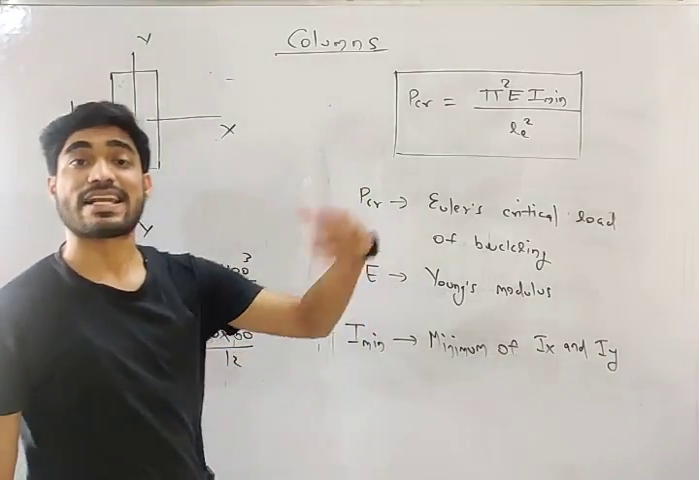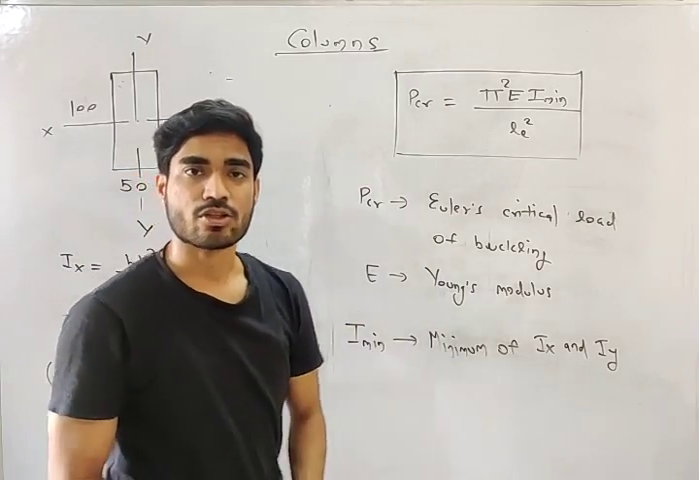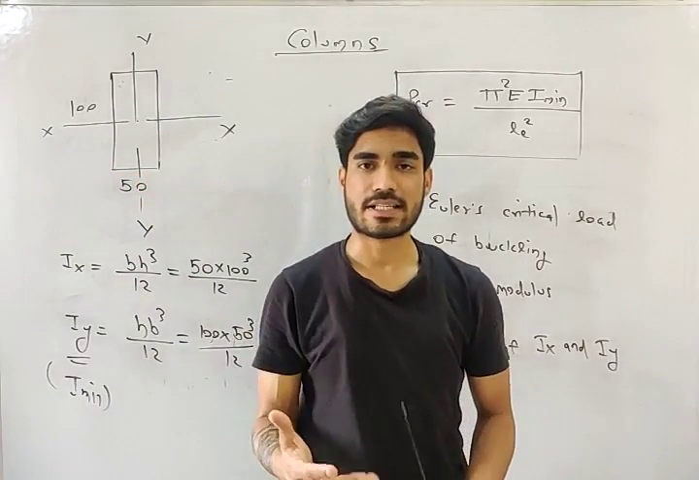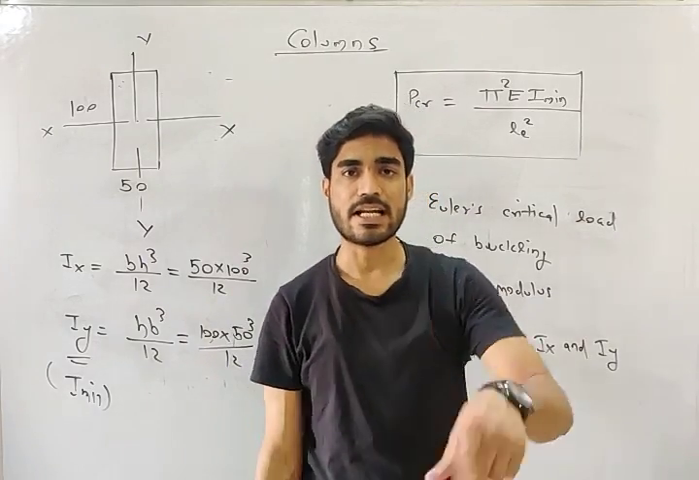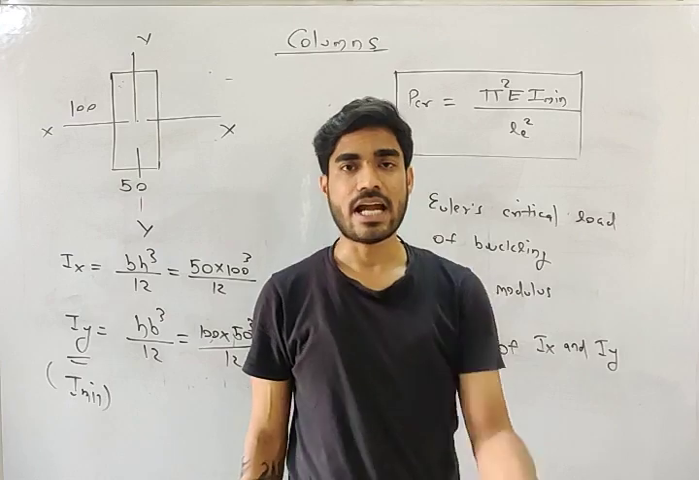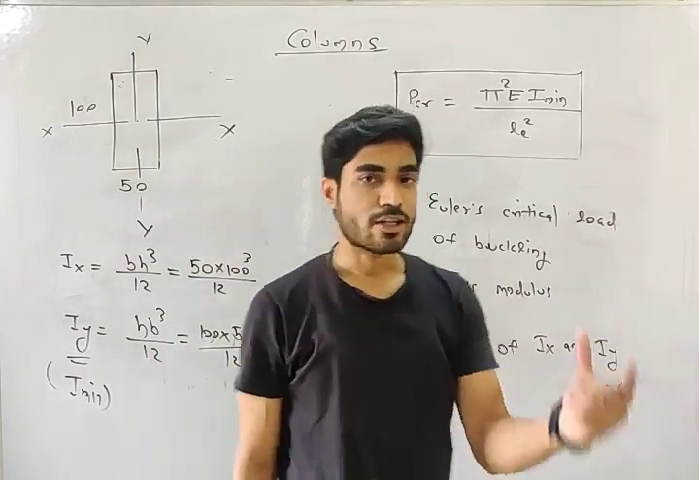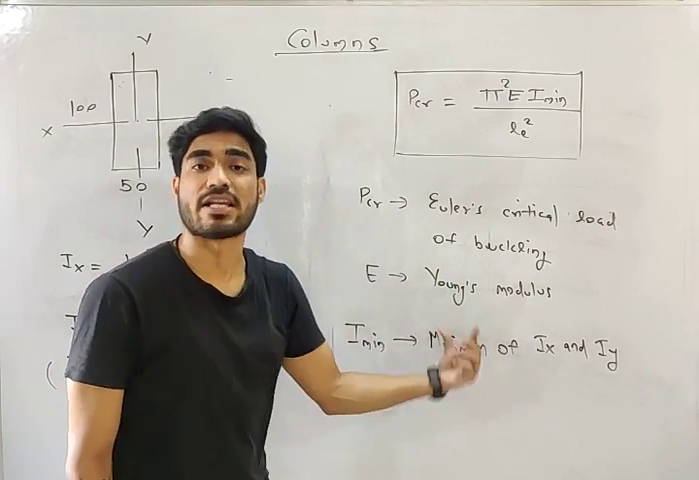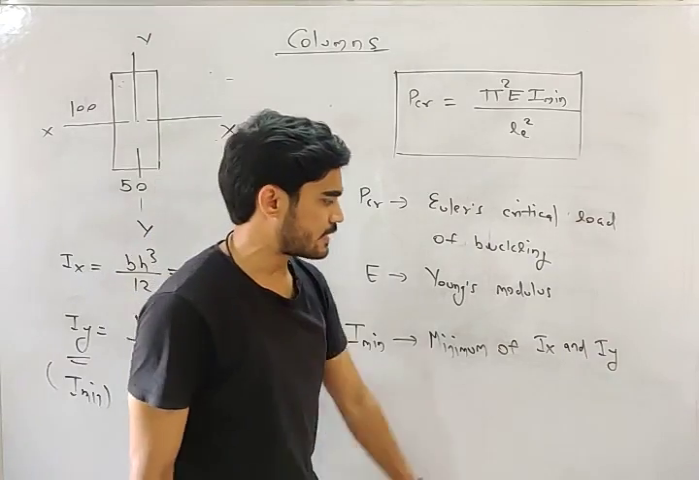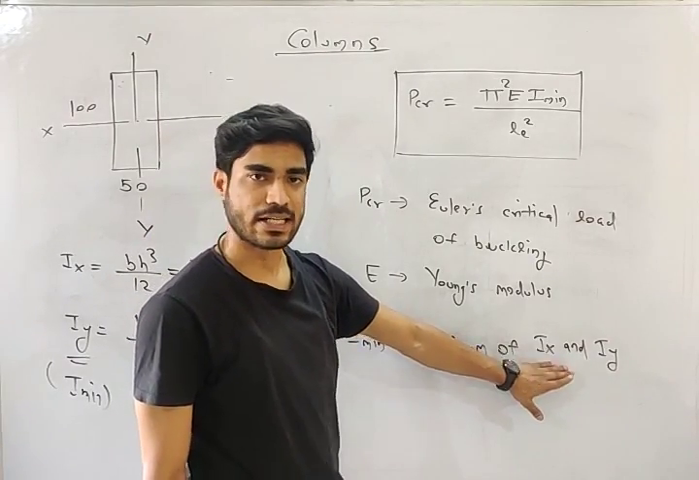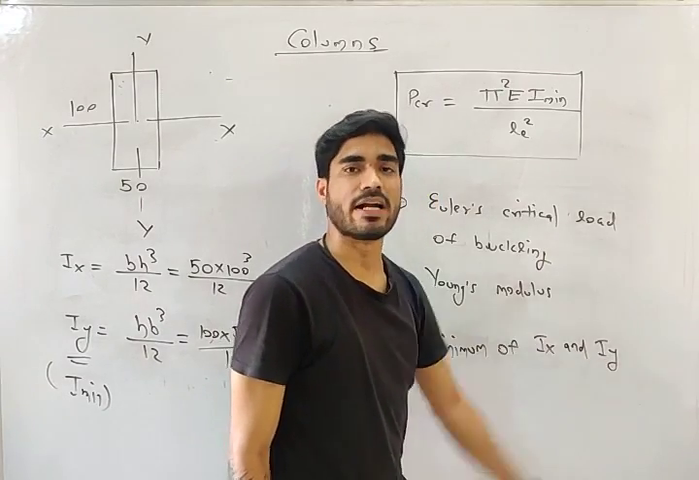Moment of inertia is resistance to bending. So if resistance is more about the x-axis, then it will bend about the y-axis. And if resistance is more about the y-axis, it will bend about the x-axis. Minimum moment of inertia means minimum resistance. So if the resistance is minimum about x, it will bend about x. If the resistance is minimum about y, it will bend about y.